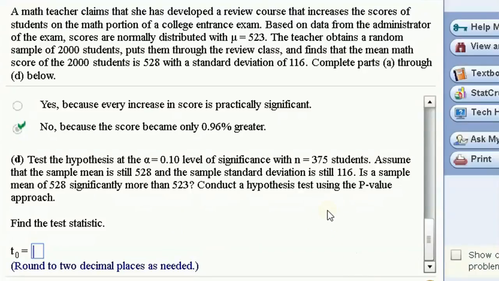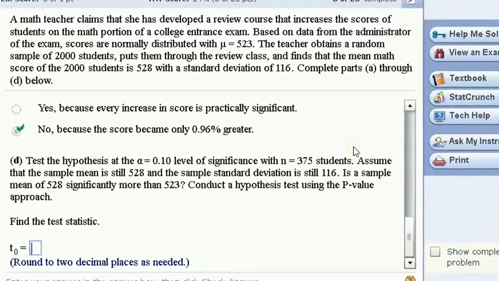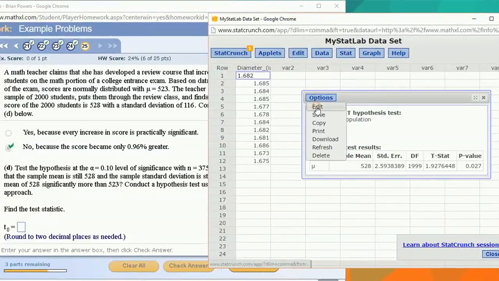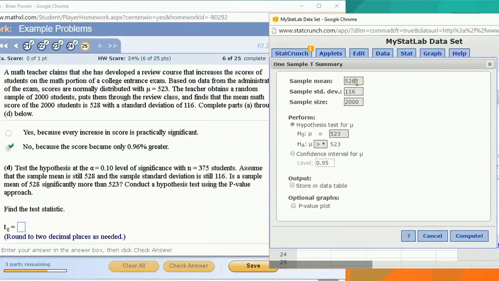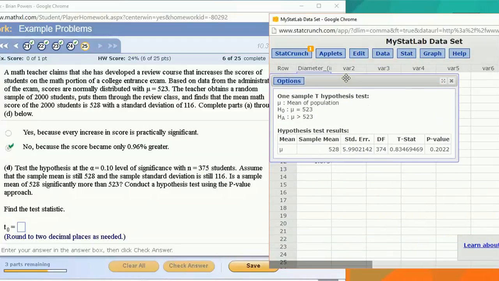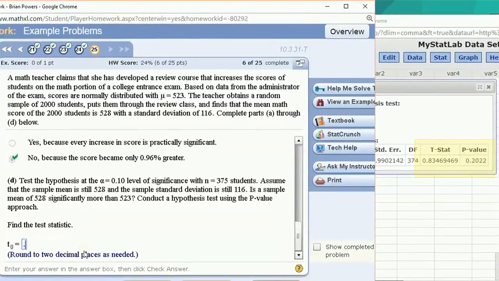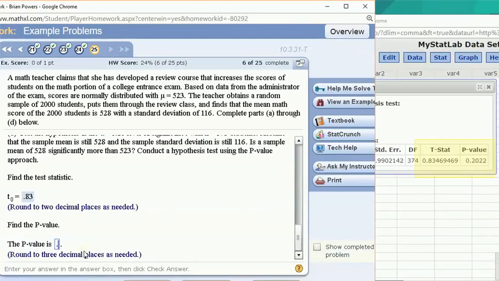All right, so now let's take another sample. Let's edit our hypothesis test. I'm going to move things over a tad. So now suppose our sample mean is still 528. The sample standard deviation is still 116, but suppose the sample size was 375 instead, a smaller sample size. Now let's see what the results from the hypothesis test would be. So now the test statistic is 0.83, and the p-value is 0.202.